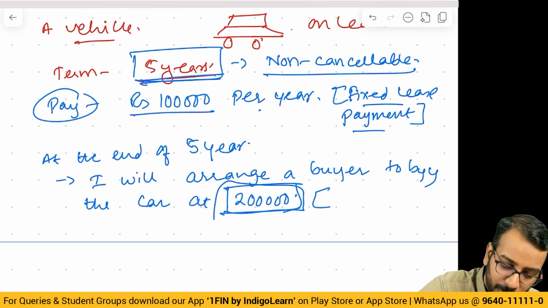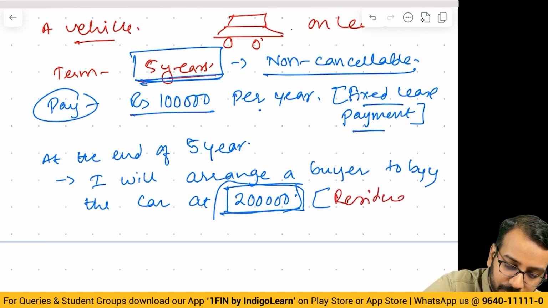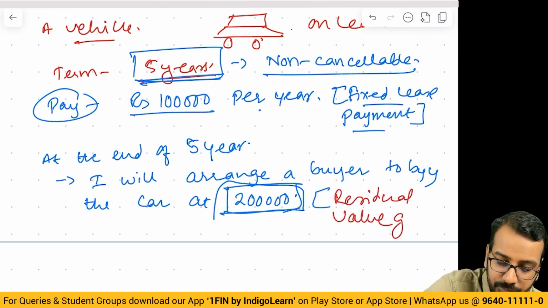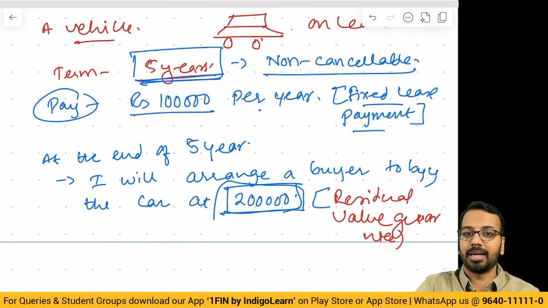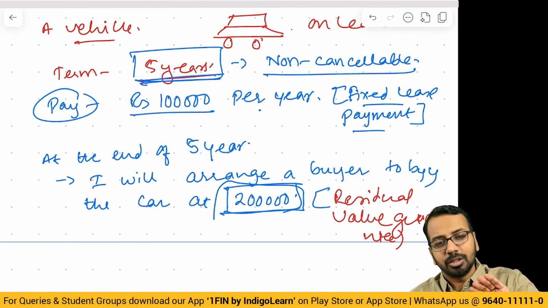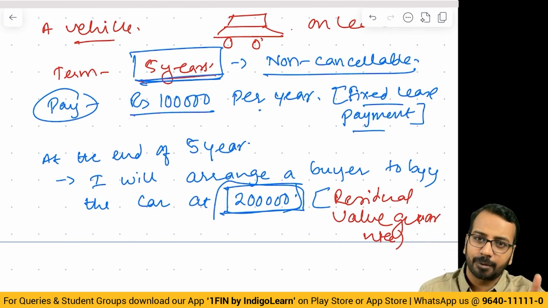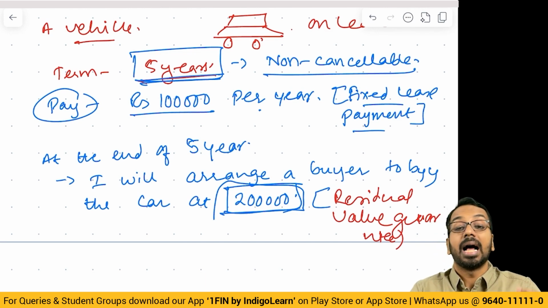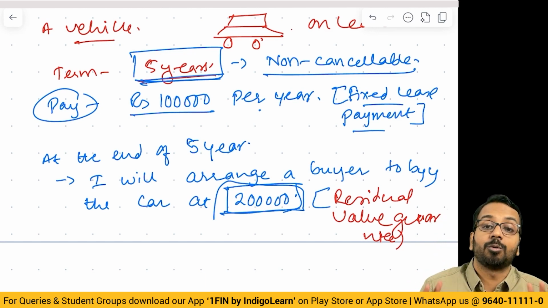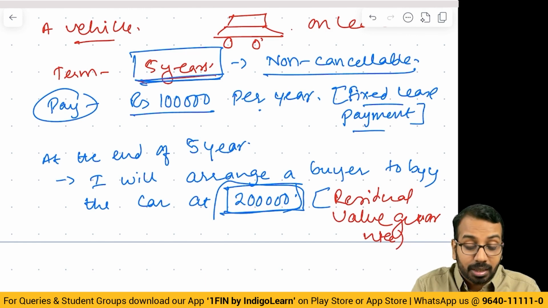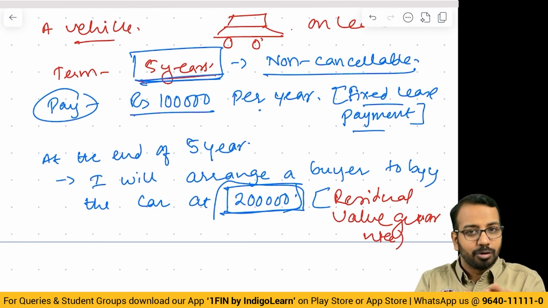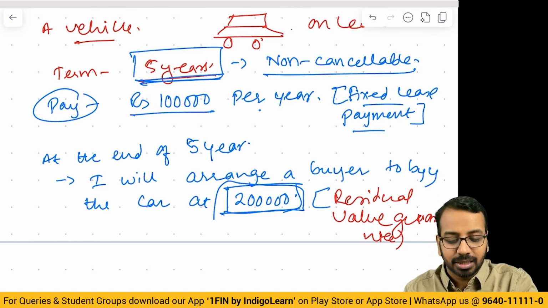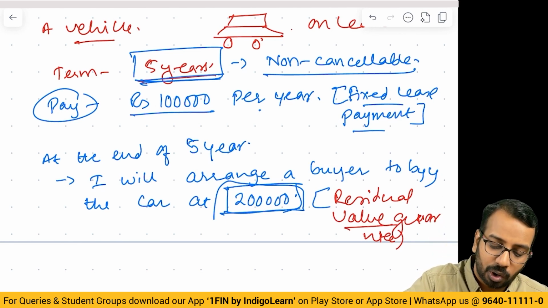This is called residual value guarantee. It is not mandatory that I will buy. What I am simply saying is, you sell it to somebody else. If you don't get a buyer, or if you don't get the value that you want, I will get a buyer for 2 lakhs, or I will buy for 2 lakhs. I am guaranteeing that amount. But is it mandatory for me to buy? No. Is it a choice that I can buy? No. Only if somebody doesn't get, then I will get the option to buy. This is called residual value guarantee.